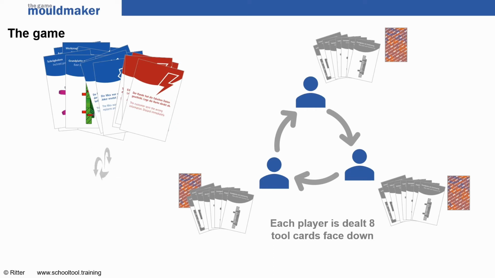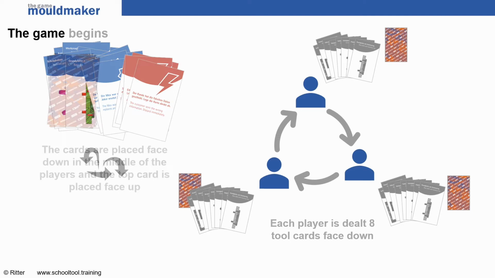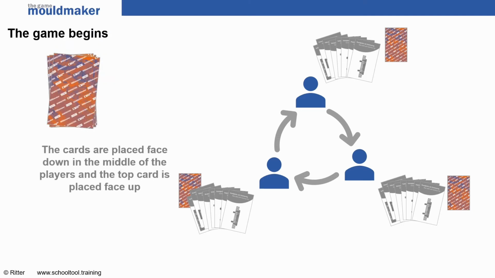The activity cards are shuffled together with the remaining mold or tool cards, and then two piles are built. One pile has the cards placed face down in the middle of the players, and the top card is then opened face up. So there are two piles: the open face up pile and the face down pile.